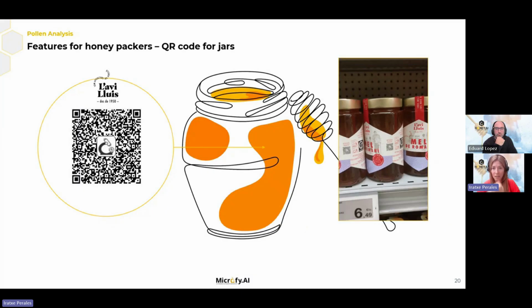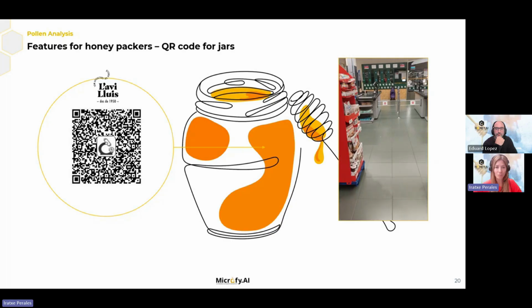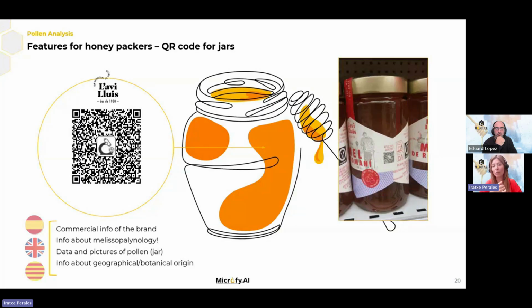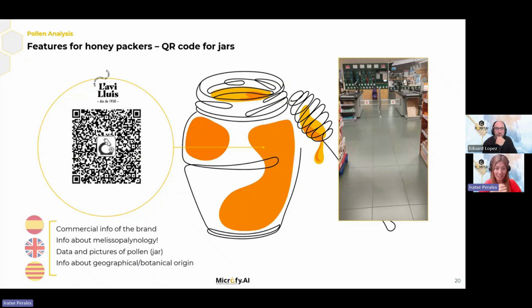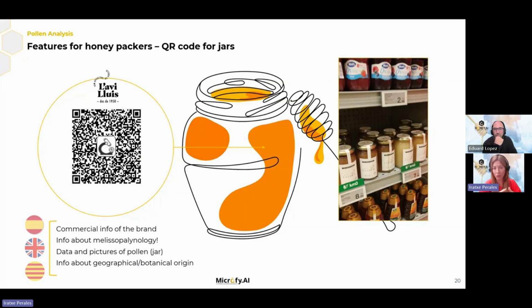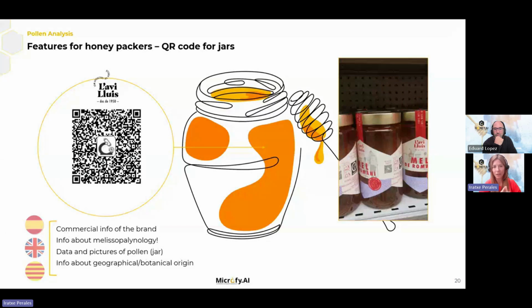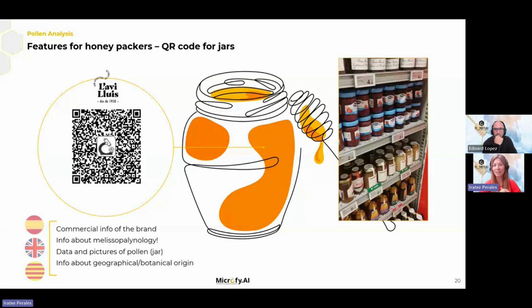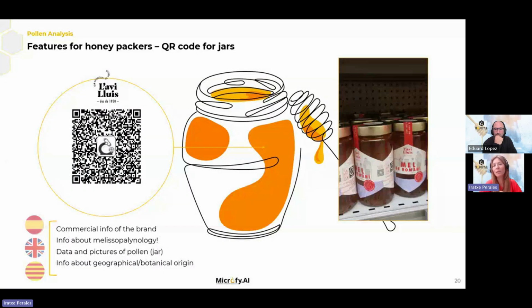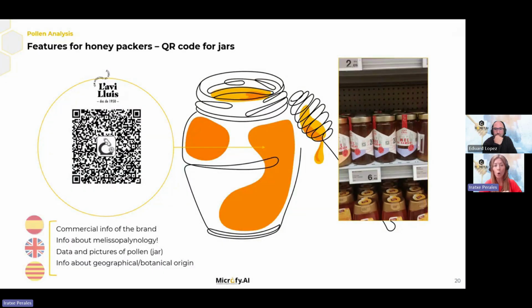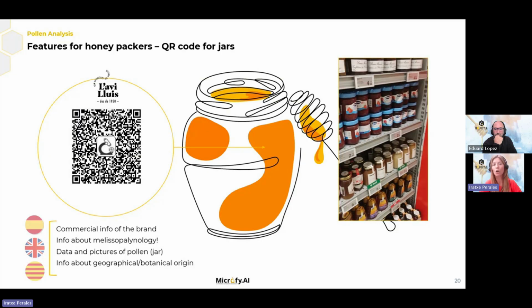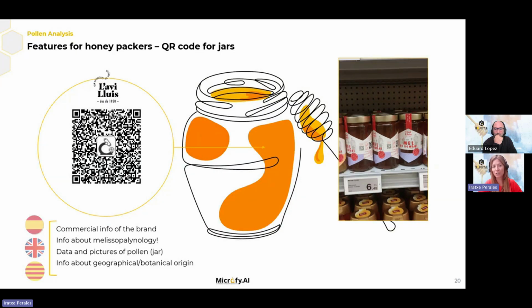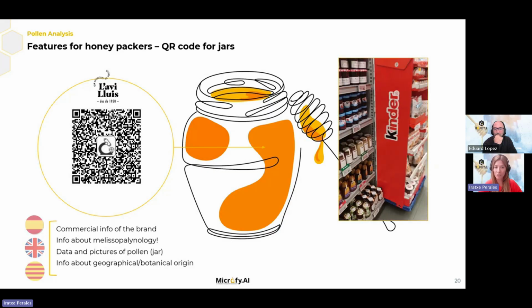So the consumers can scan the QR code and learn, with very easy to understand information, the commercial information of your brand, marketing first, then information about what melisopalynology is, why pollen is so important, which type of monofloral honey you're about to taste, information about different organoleptic properties of this honey as a monofloral, also real data and real pictures of the pollen in this jar, and real information of the results.